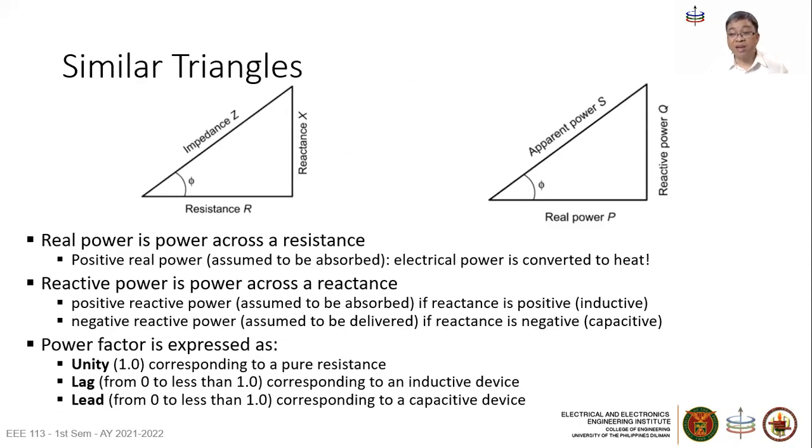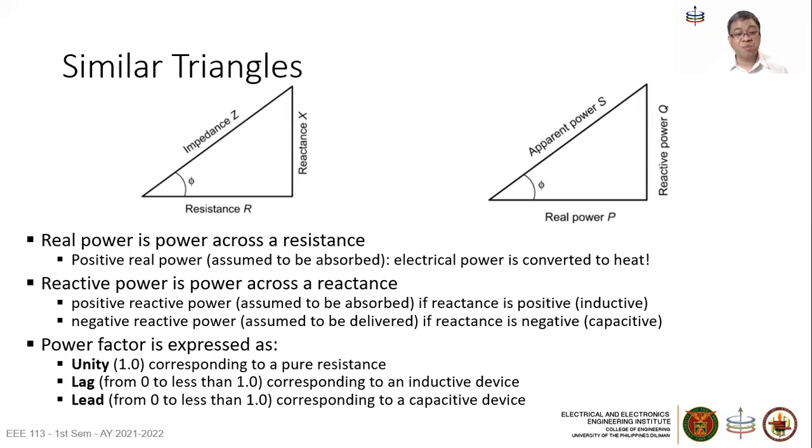Again, without any formal derivation, but you can try that. Across an impedance, the angle between the apparent power and the real power is the same impedance angle phi. So that same impedance angle phi, which is the angle between impedance Z and resistance R, works here. We say that these two triangles are similar triangles. So the real power is the power across the resistance. The reactive power is the power across the reactance.